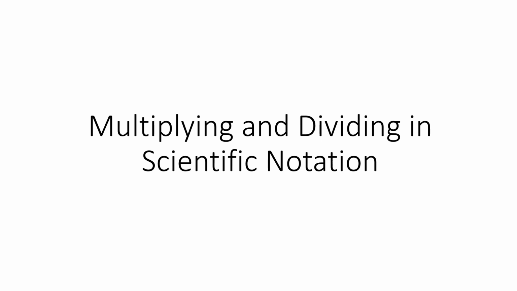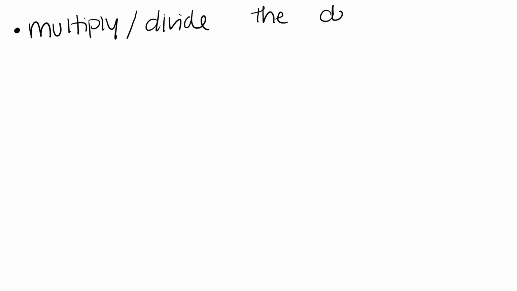This video is over how to multiply and divide while in scientific notation. So when we are multiplying and dividing, we're just going to go ahead and multiply or divide, depending on the problem. And we're only going to do that with the whole numbers or the decimals. The times 10 will always stay the same.